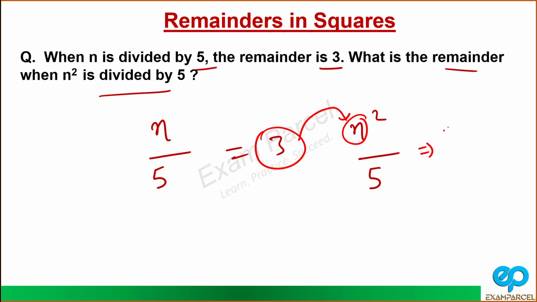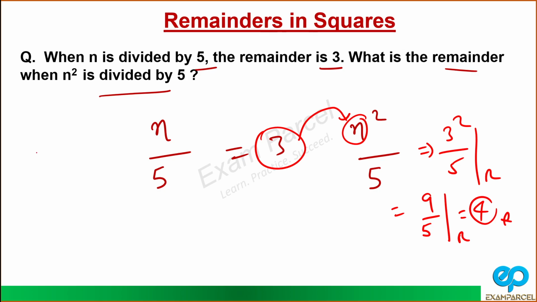So 3 square by 5, remainder, that will give me 9 by 5 remainder. Now if I divide 9 by 5, I am going to get a remainder of 4, right? So finally our answer is 4. I hope this is clear to you.